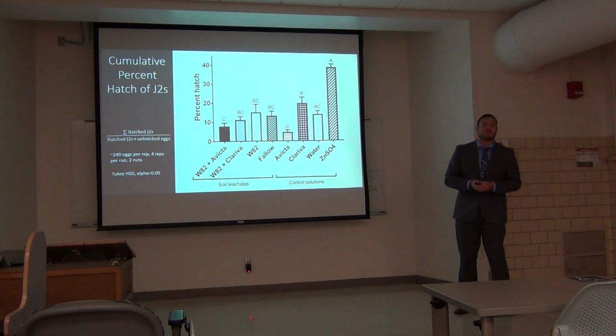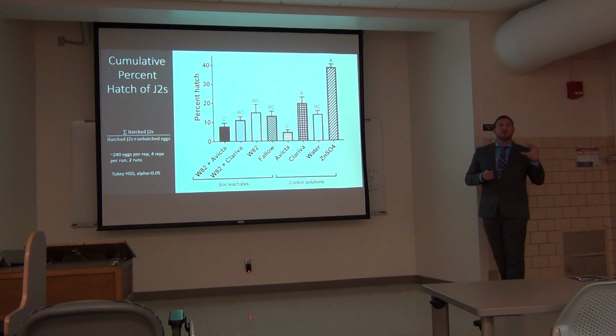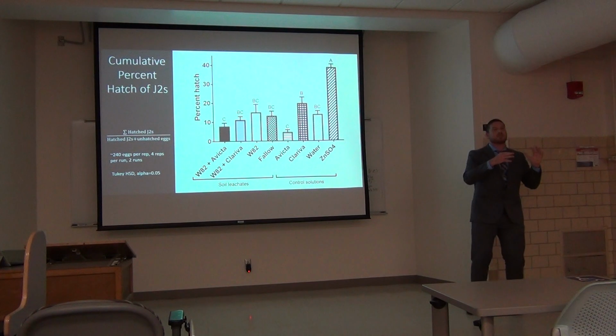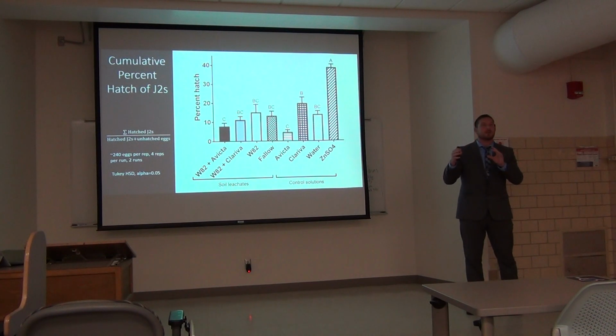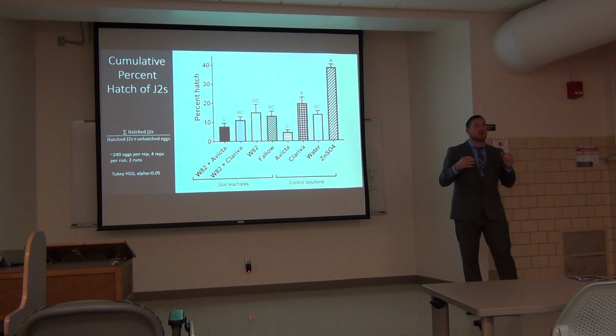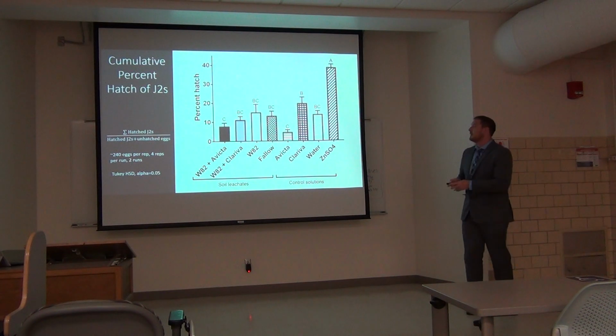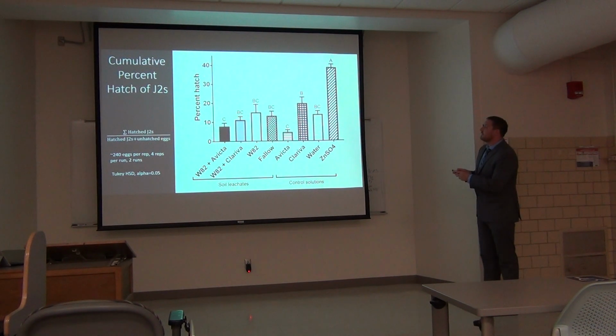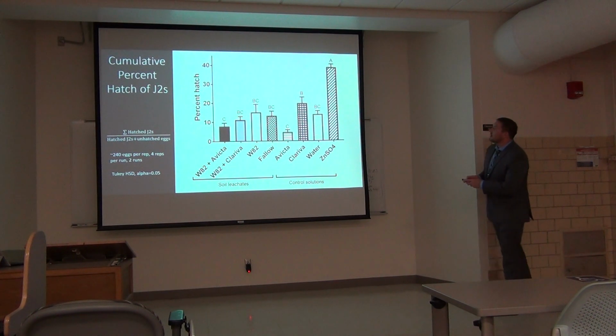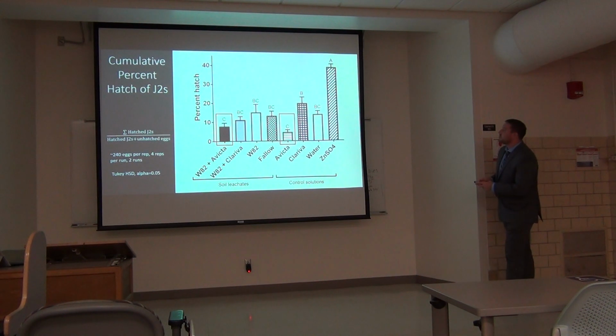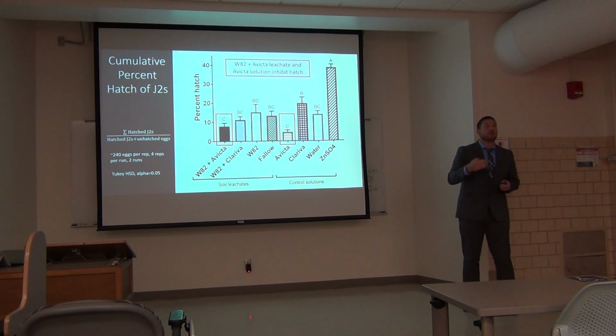Jumping into the stats of this, I wanted to look at the cumulative percent hatched. So this is just the total number of juveniles hatched divided by the total number of juveniles hatched plus unhatched eggs. And so we're looking at this at the end of the 14 days. And again, we see this high bar related to our zinc sulfate and these two short bars of our Avicta treatment and our Avicta solution, showing us that Avicta is a pretty good hatch inhibitor.